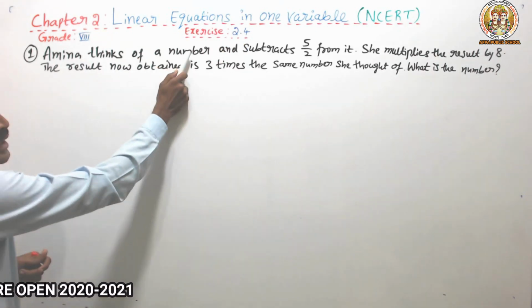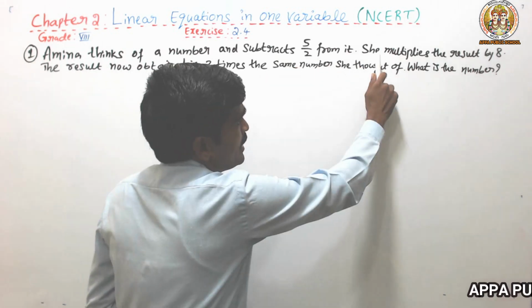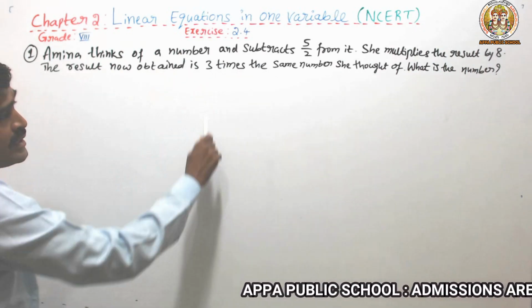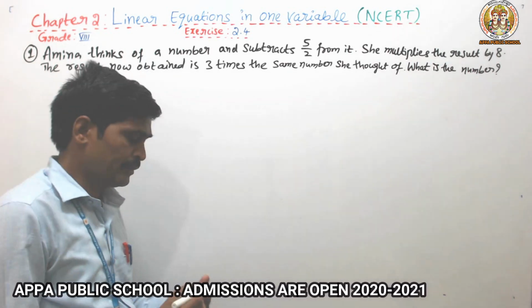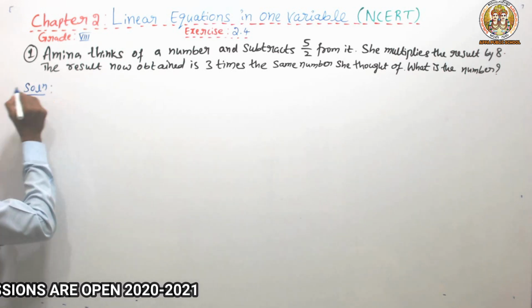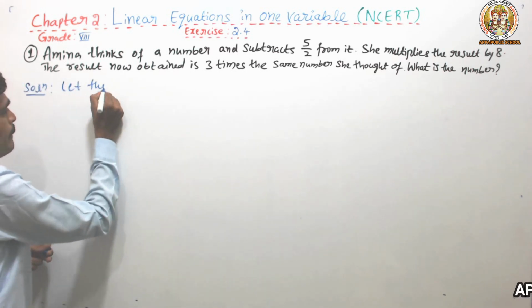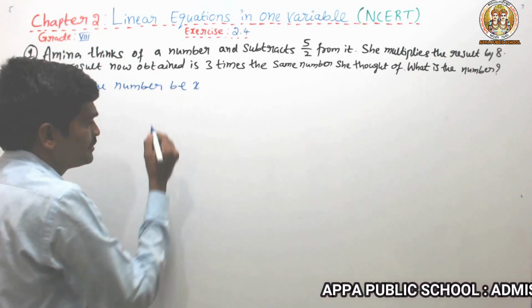Amina thinks of a number, subtracts 5 by 2 from it. She multiplies the result by 8. The result now obtained is 3 times the same number she thought of. What is the number? This is a very interesting problem. First, we don't know the number, so let the number be x.